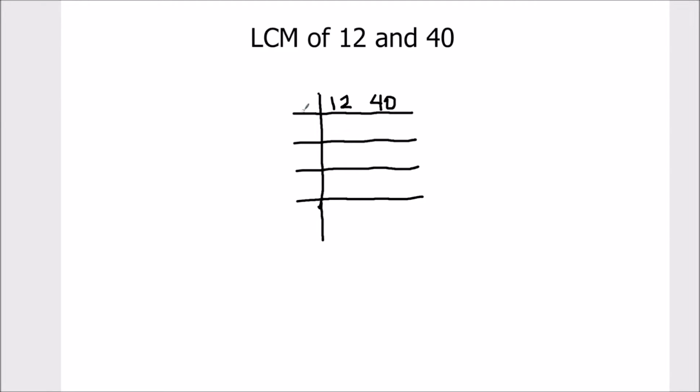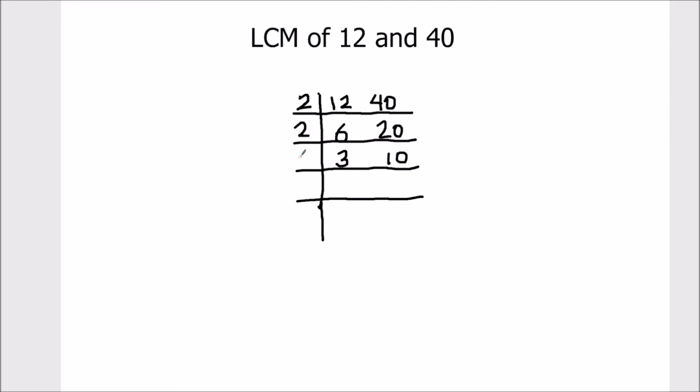So let's start dividing. The two numbers are even numbers, so we can use 2 to divide the two numbers. 2 times 6 is 12 and 2 times 20 is 40. Again, we can divide by 2. 2 times 3 is 6, 2 times 10 is 20. 3 is a prime number, it is only divisible by 3.